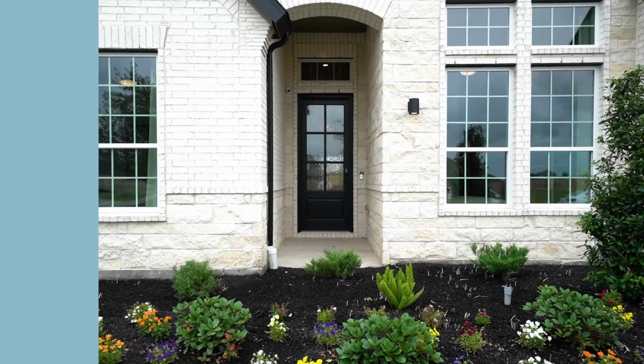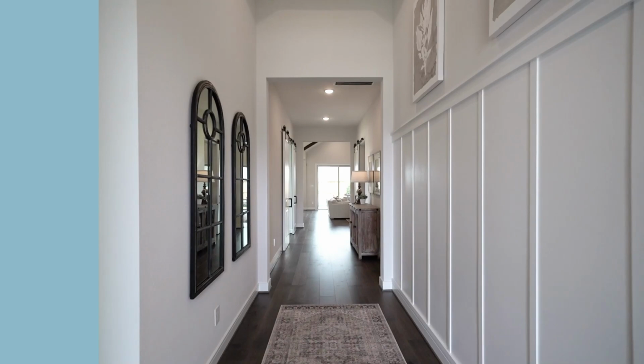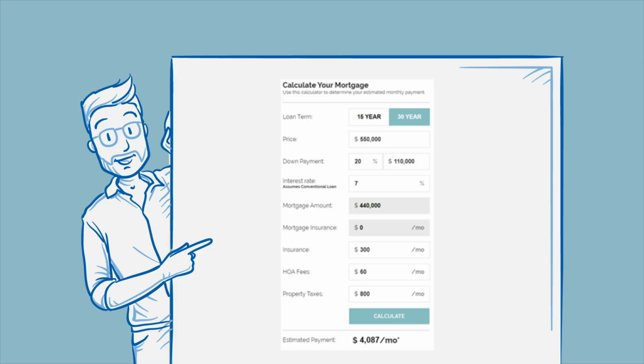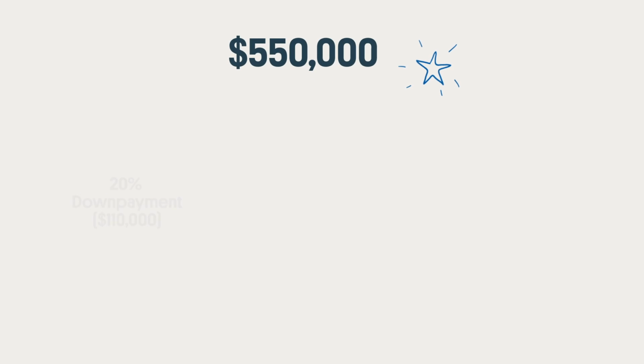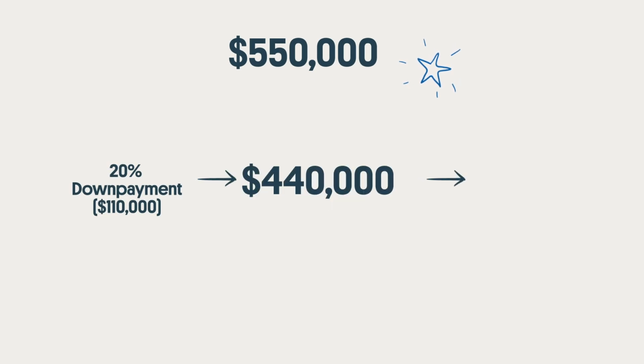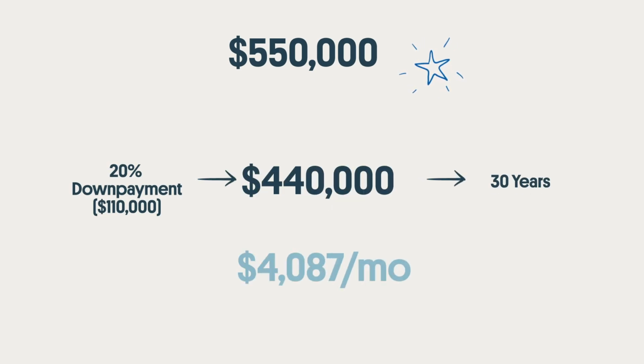Let's first look at what the monthly payment would look like without any savings or rate reductions applied. For both this example and when savings are applied, we'll use a flat interest rate of 7%. But keep in mind that interest rates are always going up and down, and the current market rate at the time you are watching this video may or may not be different. With no savings or rate reductions applied, you can expect an estimated monthly payment of $4,087.